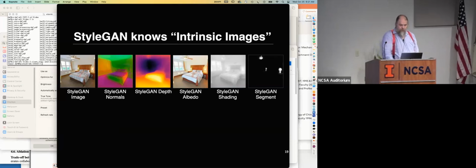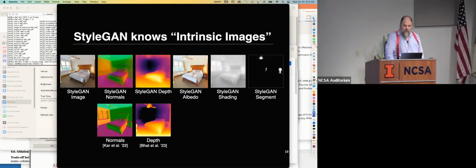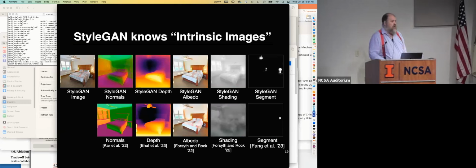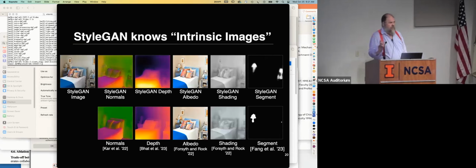The thing that's kind of fun is these normals, depth, albedo, shading, and segmentation are competitive with the best single image normal, single image depth, single image albedo, single image shading predictors, and they rather beat the segmenter. Right? Why is it better at finding light bulbs? Well, it put them there, it didn't just have to look at the image to see where they were. And this is true over lots of images, and you can get numbers. It's really quite well behaved.